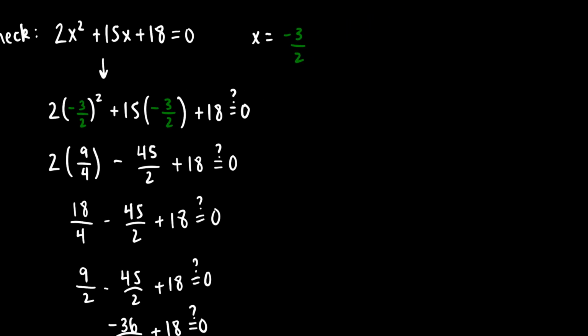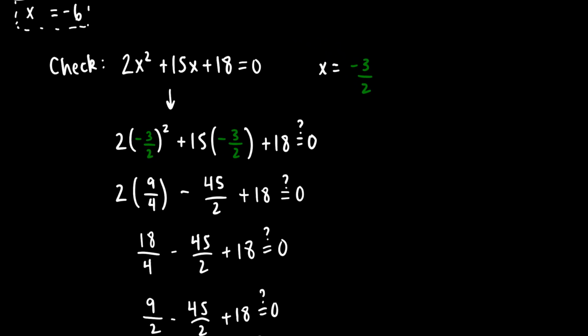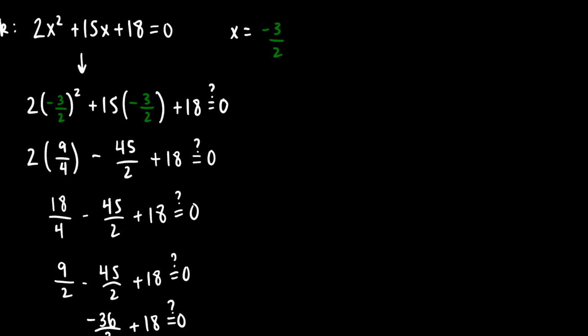Gosh, what was our other solution? Negative 6, I think. Yeah, negative 6. Okay, so we'll check. We'll try when x is supposedly equal to negative 6. What color should we use? Let's use yellow. Negative 6. So, all right, let's do it.